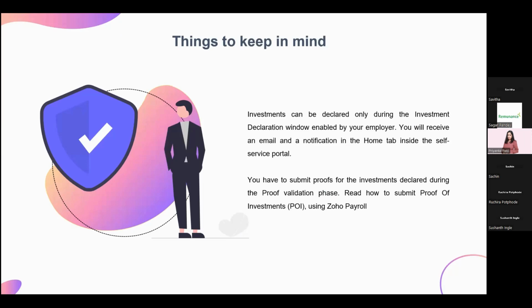You have to submit your actual investment proofs in Feb and March month. So for February and March, your tax will be calculated based upon the proofs submitted by you.